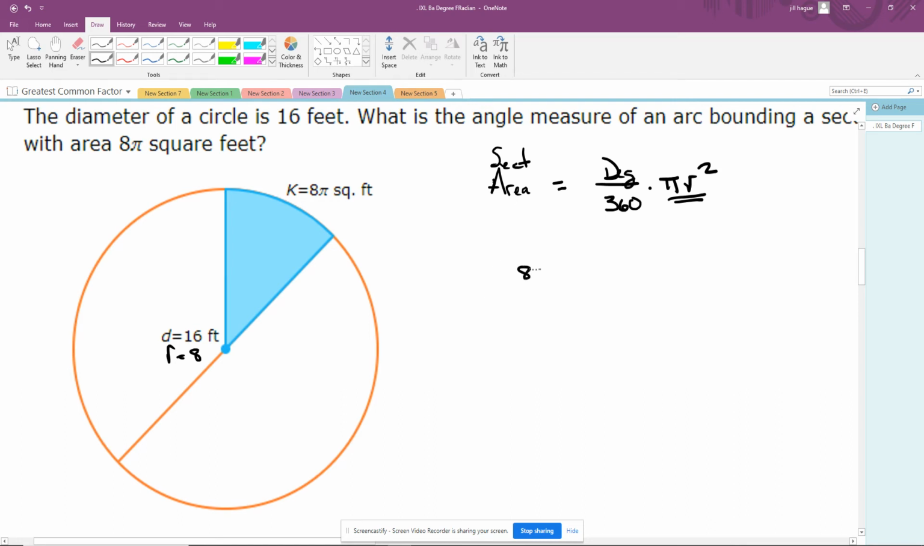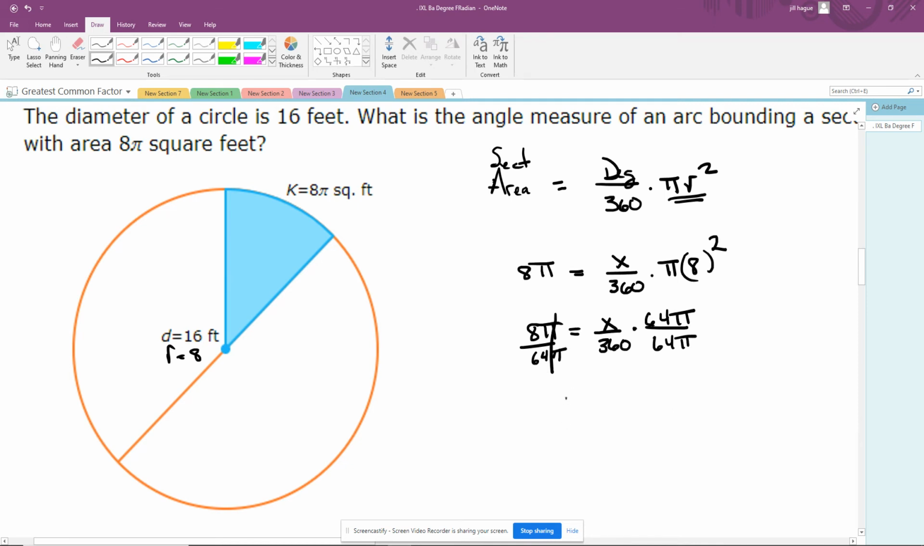In this one, they're giving me the sector area. It's 8 pi. I'm looking for the degree, so we'll call that x. Over 360 times pi, and I know my radius is 8 squared. So now we have 8 pi is equal to x over 360 times 64 pi. If I divide this side by 64 pi and divide this side by 64 pi, the pi's cancel, and over here I'm left with 1/8 is equal to x over 360. And then I multiply both sides by 360.